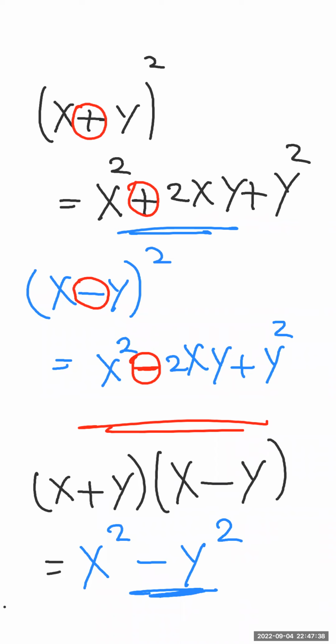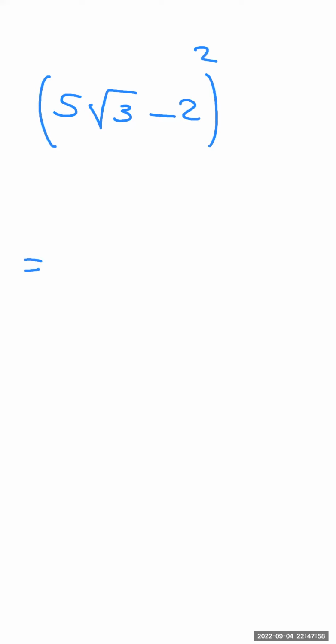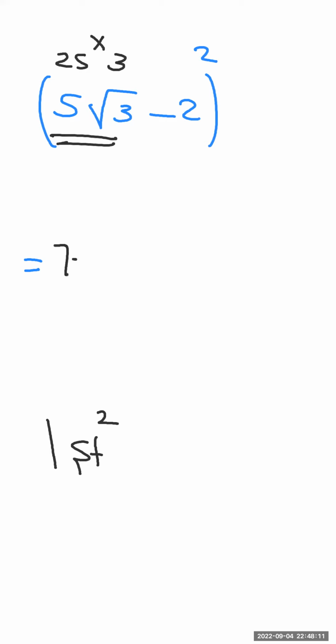Okay. So now, let's apply these rules on our lesson. First, 5 square root of 3 minus 2 all to the power 2. As we said, first the term squared. This one is squared. 5 squared, 25. Square root of 3 squared, 3. So, 25 times 3, 75. Correct?